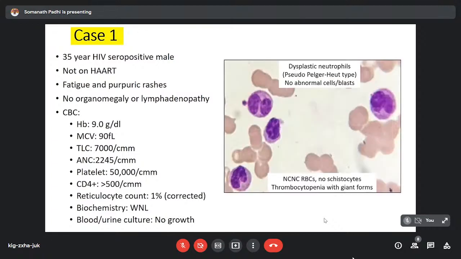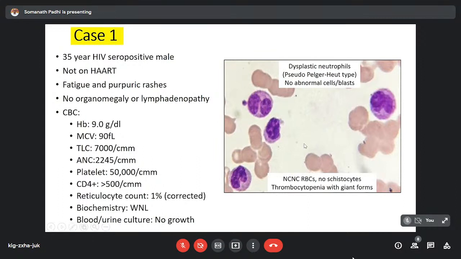Before that, this is the peripheral smear of this patient. You can see that RBCs are reduced in density, normocytic, normochromic. There was no evidence of any schistocytes, which is important, because sometimes HIV positive patients can present with microangiopathic hemolytic anemia or TTP-like presentations. So we must always examine the peripheral smear for schistocytes or fragmented RBCs, which were not there in this case. And there was a thrombocytopenia.